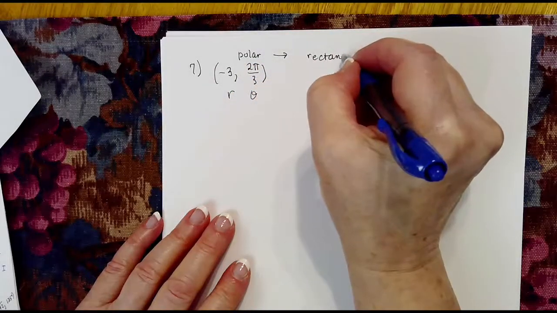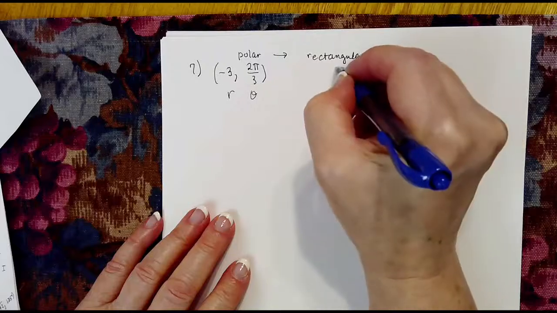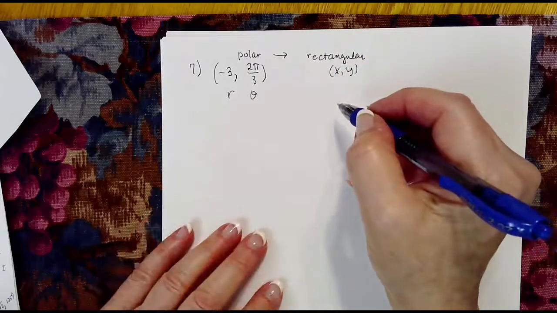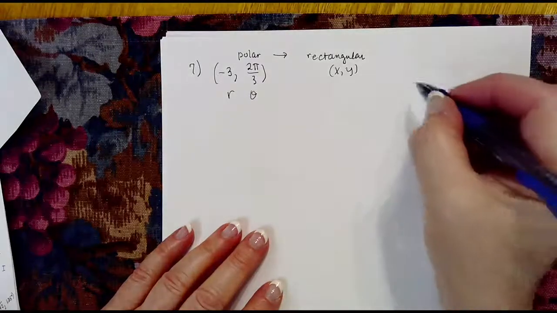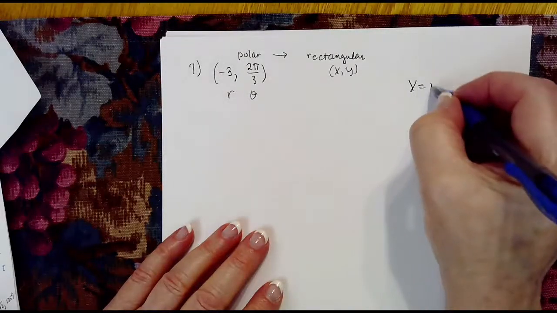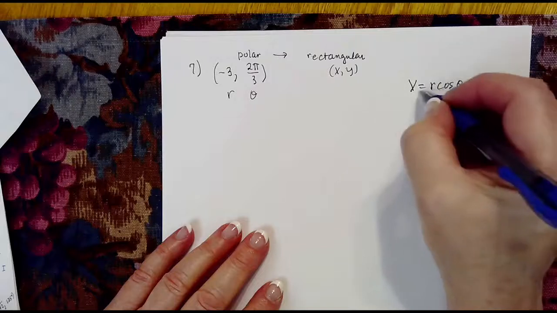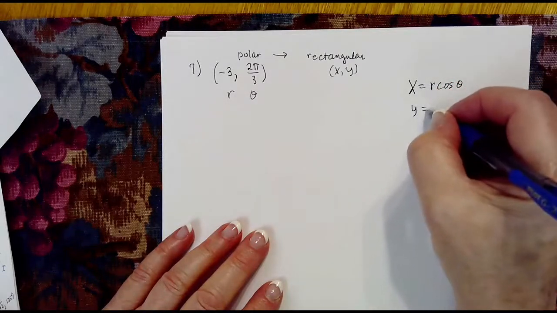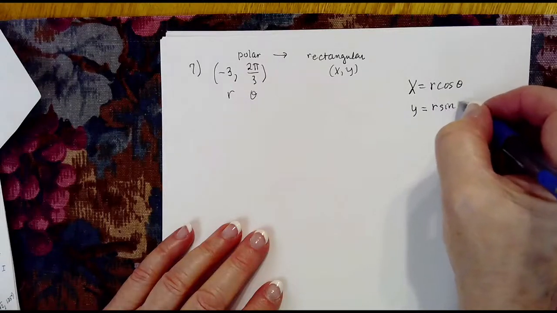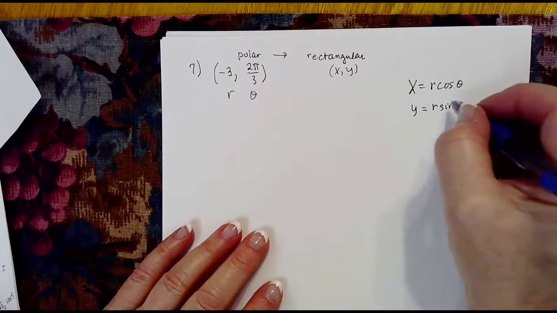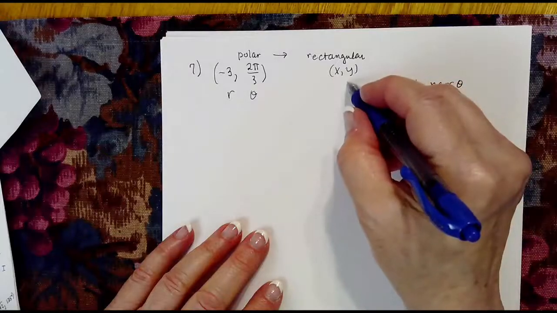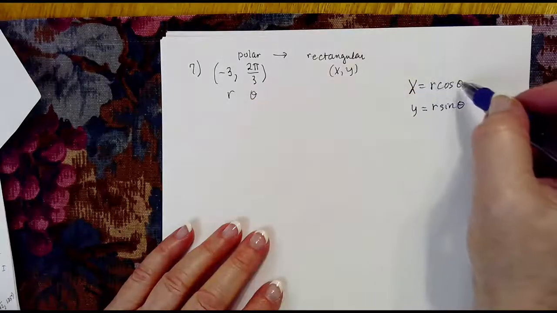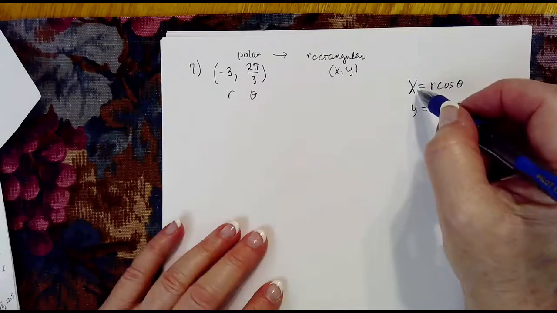Now, to be rectangular, it has to have what? x's and y's, right? Not r's and thetas. So if you go back to your notes, we had some conversion formulas. We had one that said x equals r cosine theta. And we had one that said y equals r sine theta, right? So that would give us an x and a y, which is what we want. They give us the r and the theta, so all we have to do is plug in r and theta, and that'll give me my x and my y.